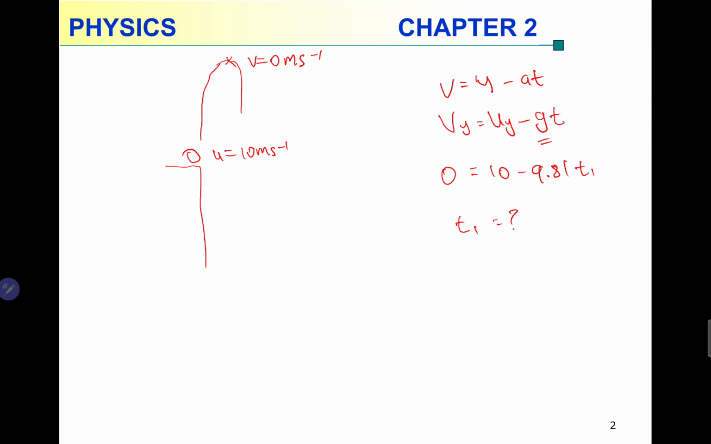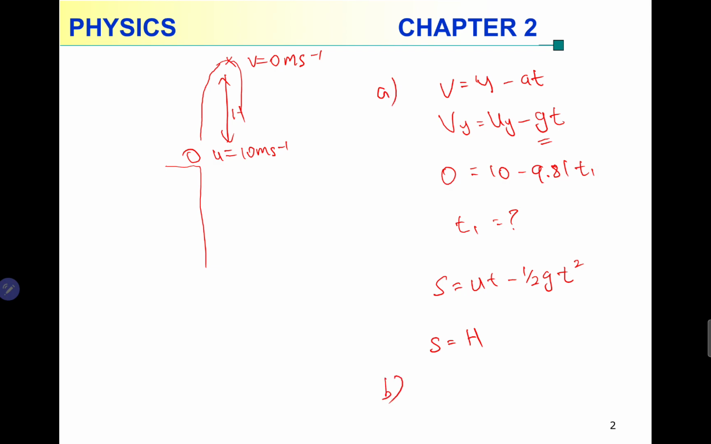So let's use the equation S equals UT minus half G T square. Replace in the time, so you can determine the displacement, which will be equivalent to the maximum height. That is for question A.